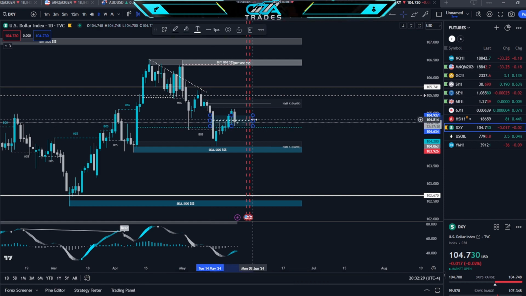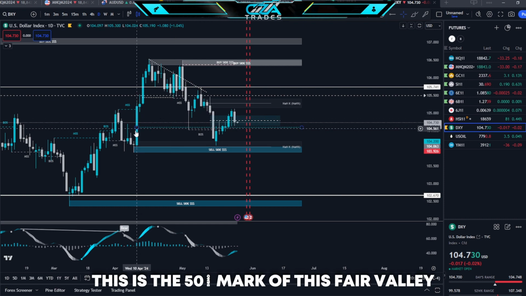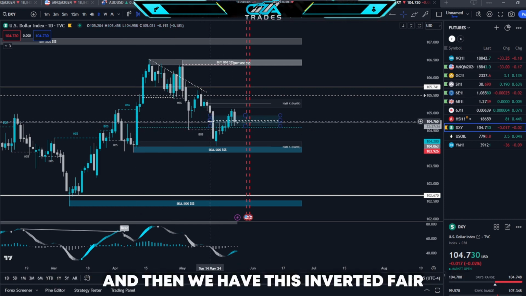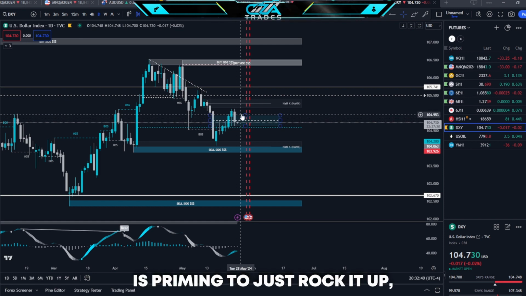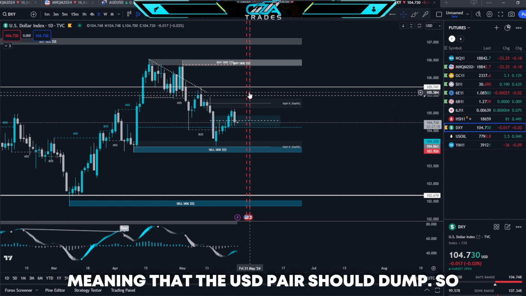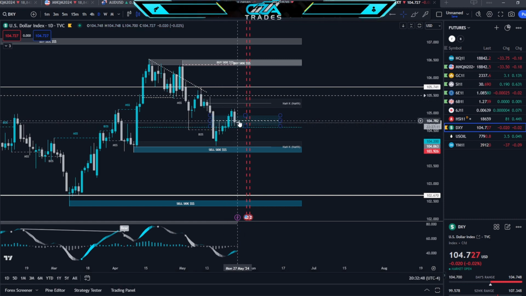So looking at the USD, this is the 50% mark of this fair value gap. And then we have this inverted fair value gap here too. So this is priming to just rocket up, meaning that the USD pairs should dump. So this is going up and the USD pairs should dump as well.